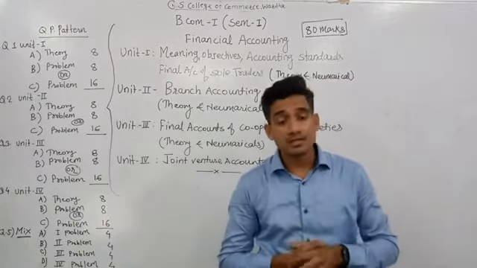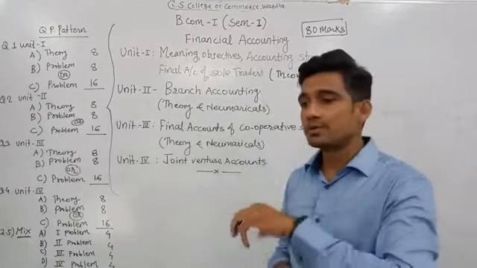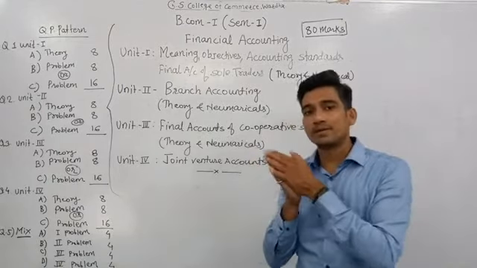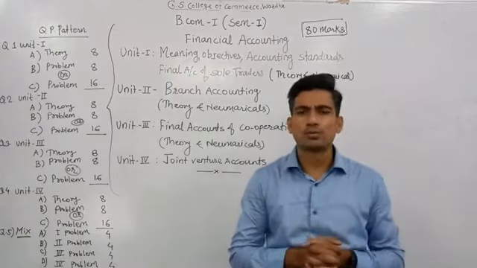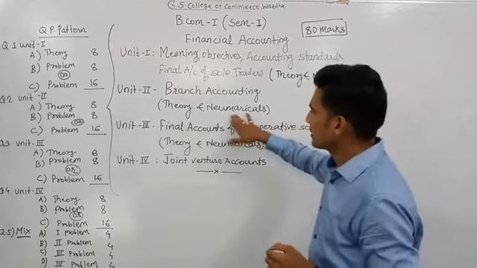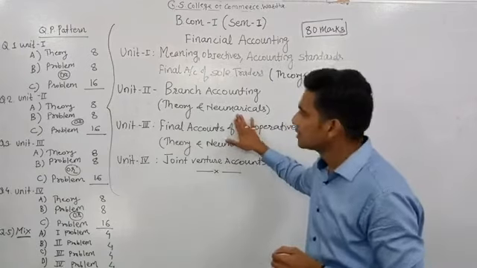In branch accounting, we have to see how the branches work, how their accounts are kept, how the reconciliation is done, and how the amount is transferred, credited and debited from one branch to another branch. That we have to see in branch accounting. Here also we have the approach of theory and numericals.